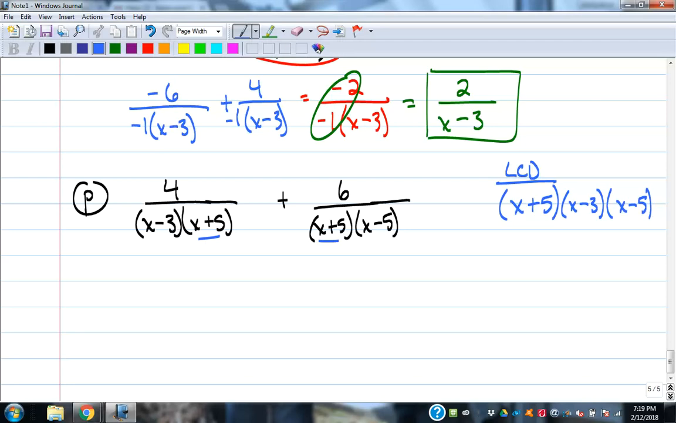Now, looking at the first fraction, what does it not have? It doesn't have an x minus 5, so I just need to put that in there. If I put it in the bottom and multiply it, I've got to do the same thing to the top. What's the second fraction missing? It's got an x plus 5 and an x minus 5, but my least common denominator has an x minus 3 in it. So it's missing the x minus 3. Bottom and top.